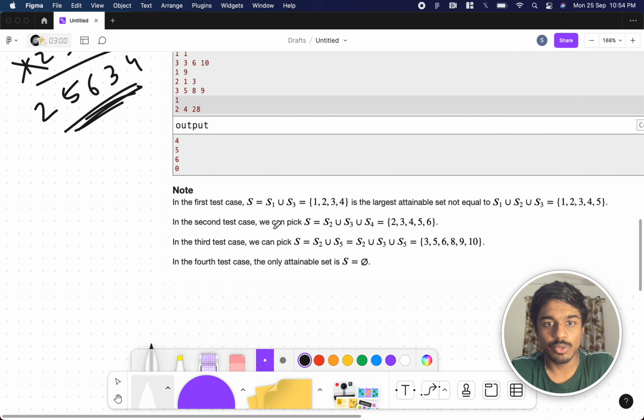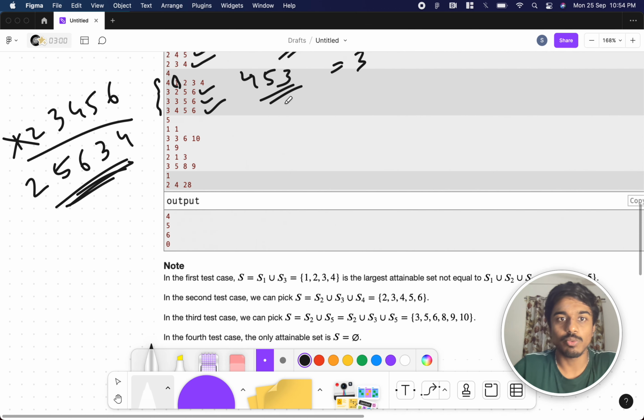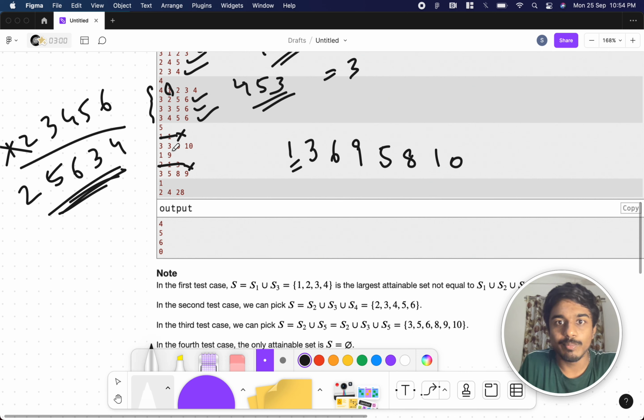Let's see. In the third case, they are telling us to take either s2 union s5 or s2 union s3 union s5. So what are the total numbers? You have 1 3 6 9 5 8 10, right? 1 2 3 4 5 6, and these are 7. Now if I want to cancel one, I can cancel this one and this one. So if I remove these, only 3 6 9 5 8 10 remain. That is what is happening here.